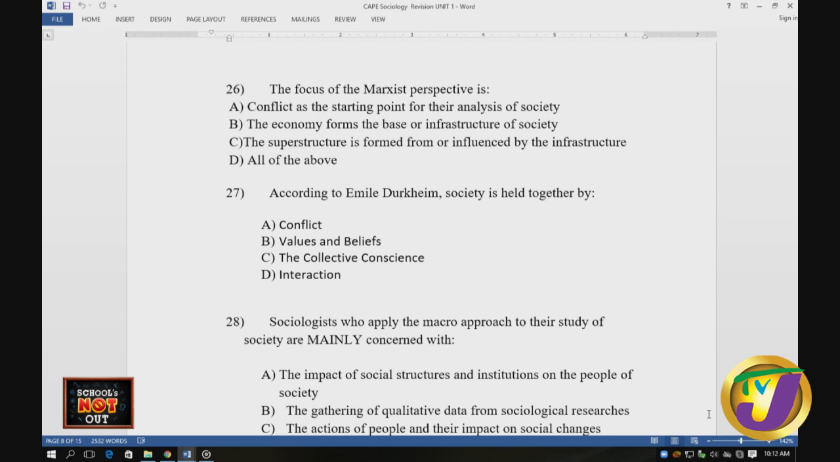27. According to Emile Durkheim, society is held together by, and we have a host of things that are also very close. Conflict, no. Conflict was not a major issue for the functionalists. They believe we have conflict, but it's no big deal. Values and beliefs, yes, but Talcott Parsons was the one that placed emphasis on values and beliefs, not Emile Durkheim. The collective conscience, that was Emile Durkheim. And interaction is for the interactionist sociologists. So the collective conscience is what, according to Durkheim, holds society together.